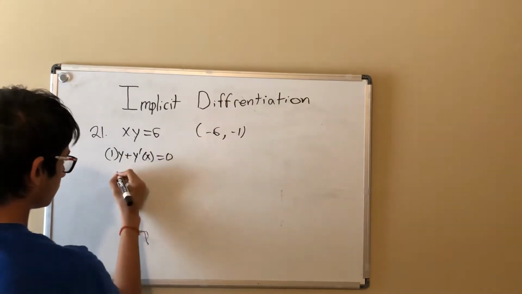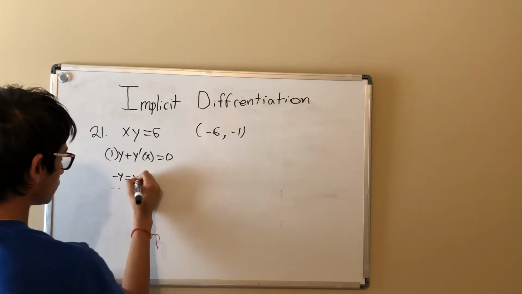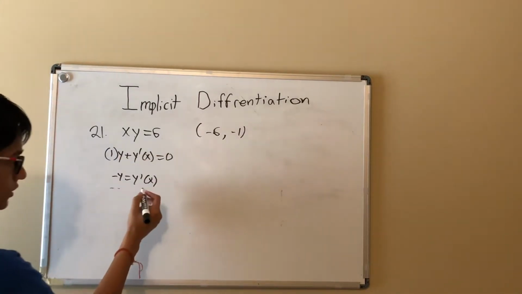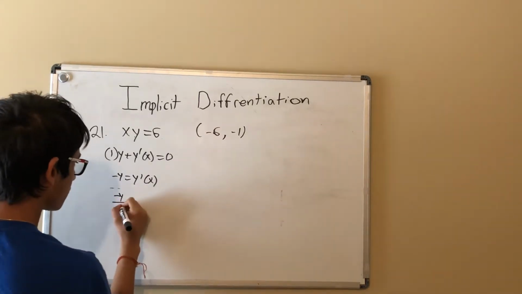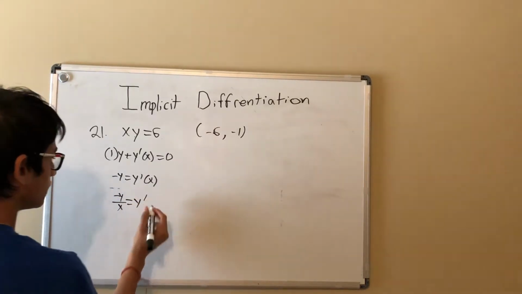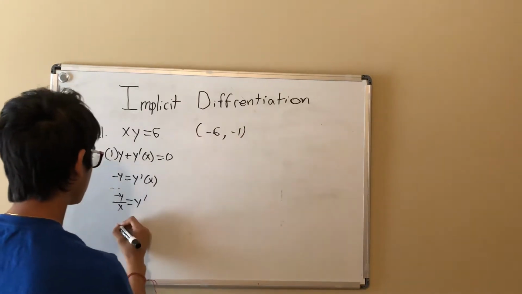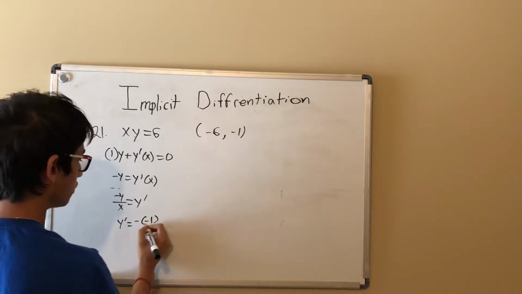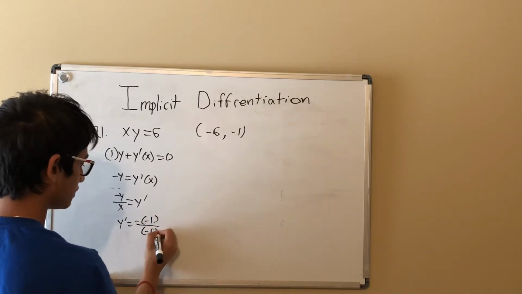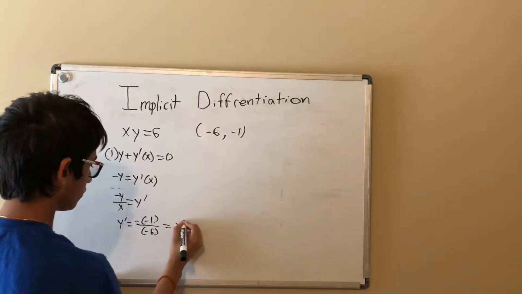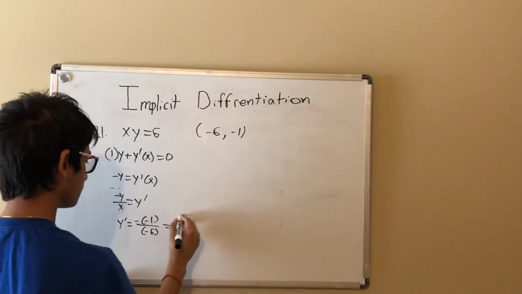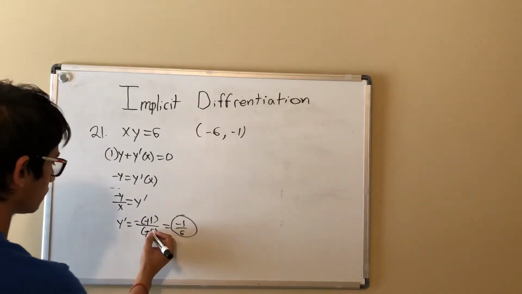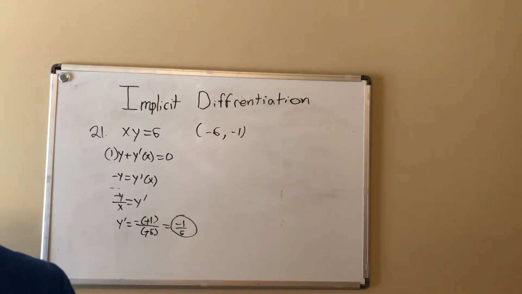So then you can move it: negative y equals y prime times x, because we subtracted y from both sides, divide. So negative y over x equals y prime. And now you just have to plug this in, right? So y prime equals negative of negative 1 over negative 6, which equals negative 1 over 6. Because both of those become positive, right?